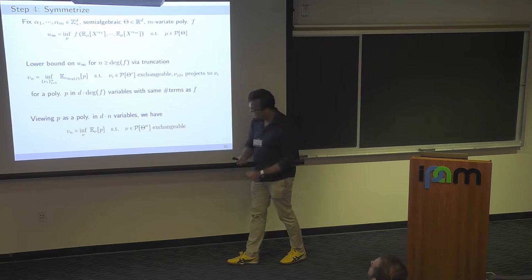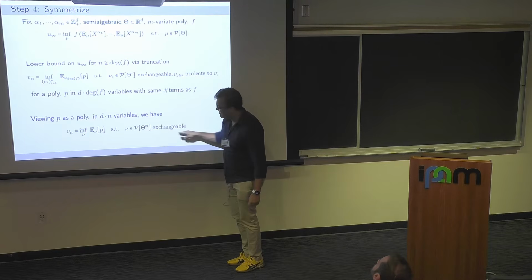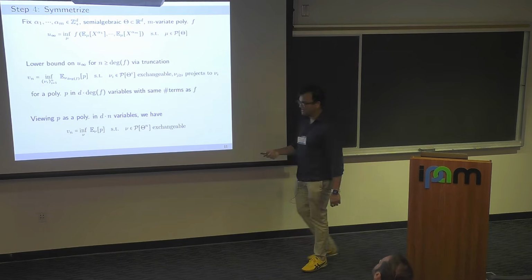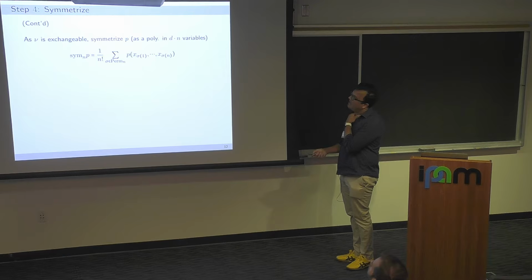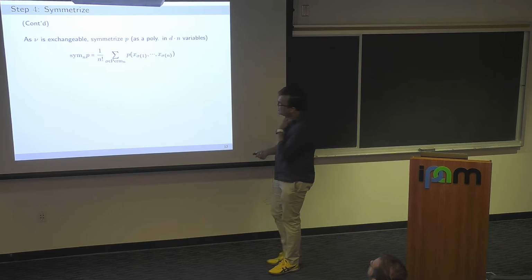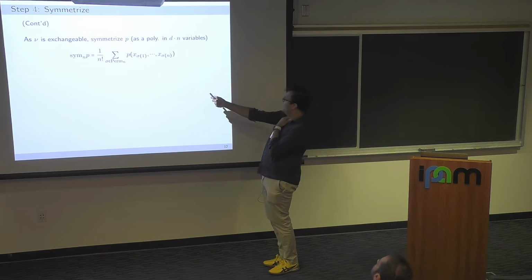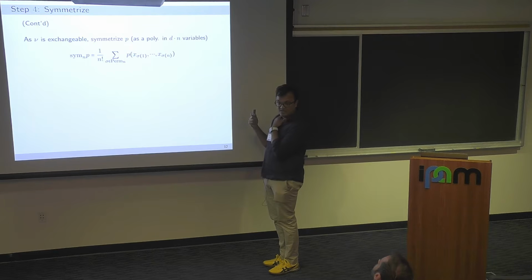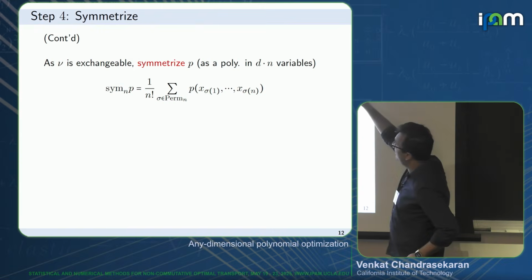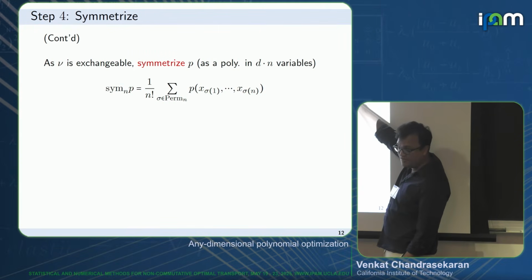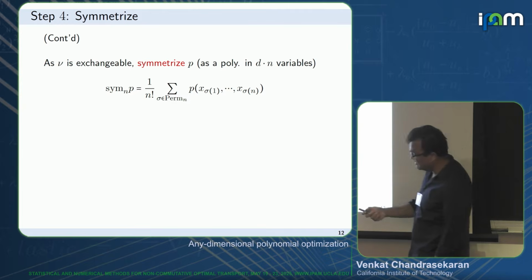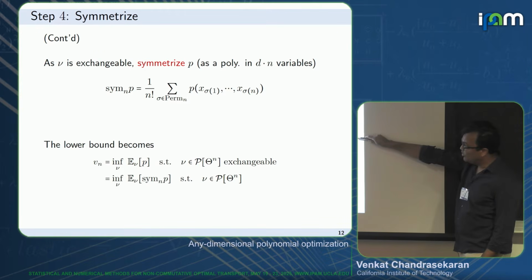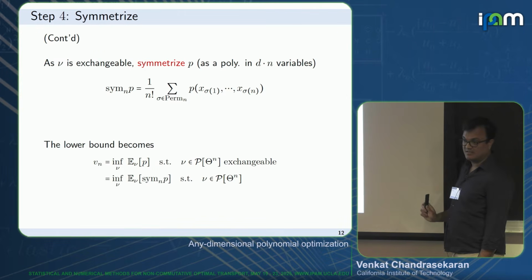But as was observed, this is not quite a finite-sized POP. We need to deal with this exchangeability constraint. And what we can do is that since nu is an exchangeable measure, we can symmetrize P, because the objective function is bilinear in nu and in P, with P now viewed as a polynomial in D times n variables. You can take the symmetrization, and the lower bound becomes this.